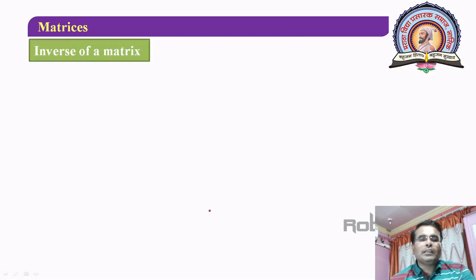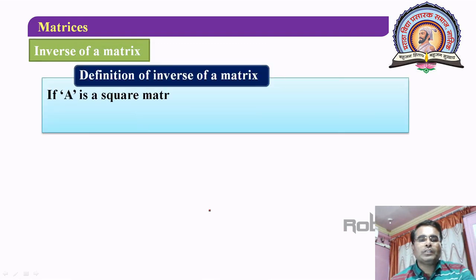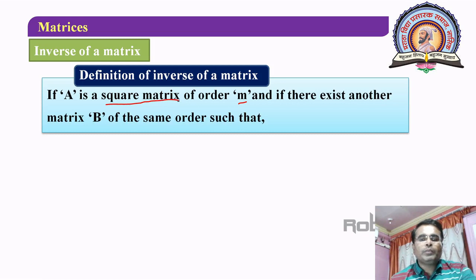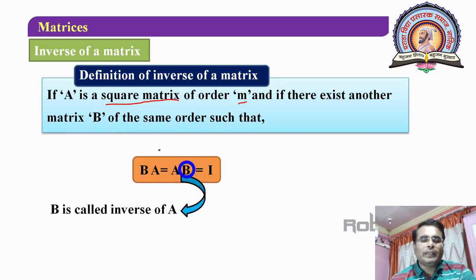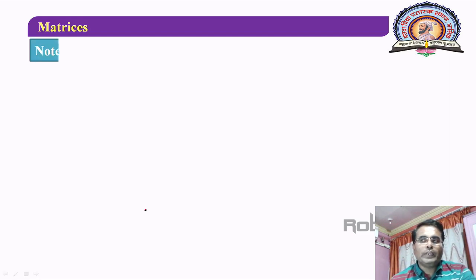Now, while considering inverse of a matrix, the definition is like this: if capital A is a square matrix of order m, so it must be a square matrix, and if there exists another matrix B of the same order such that AB is equal to BA is equal to I, then this matrix B is called the inverse of A, and it is denoted by A raised to minus 1. That is why this relation becomes A into A inverse is equal to A inverse into A is equal to I.